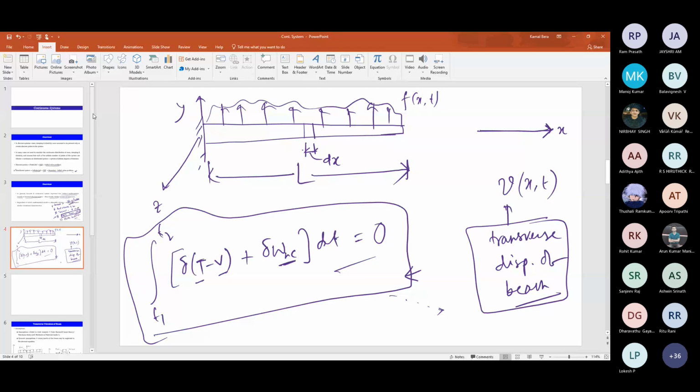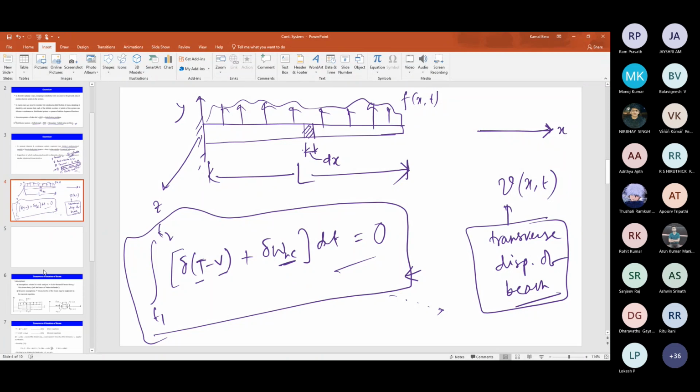But we will not pursue that method here. We will simply use Newton's law, that is the equilibrium approach, by drawing the free body diagram of a small element here. So basically the two major assumptions of the Euler-Bernoulli beam theory are applicable here, related to statics. So what are the two assumptions?